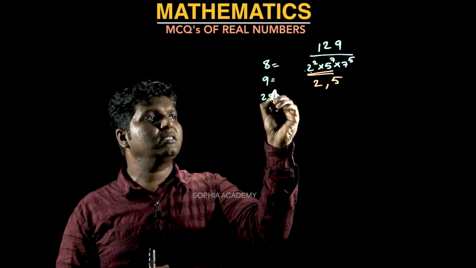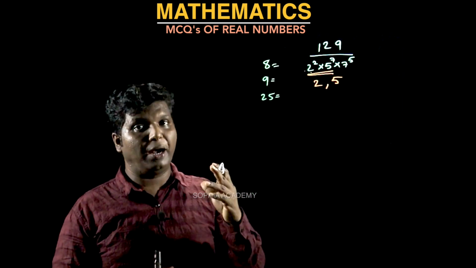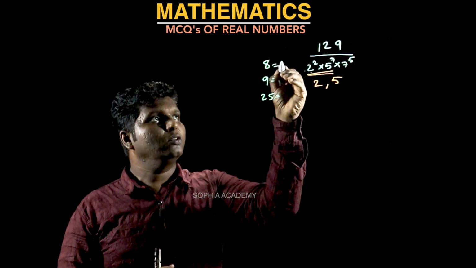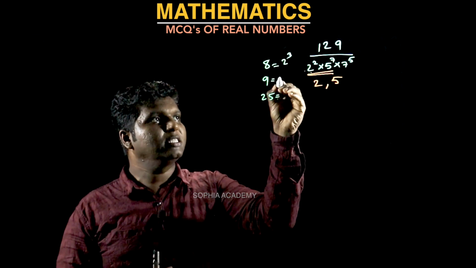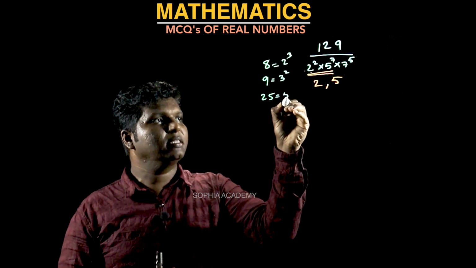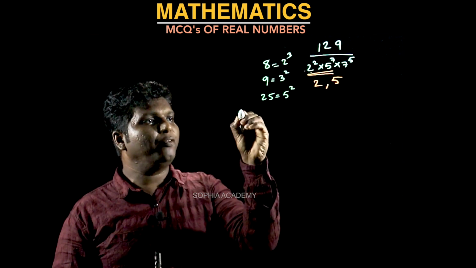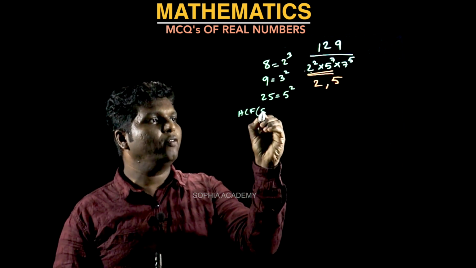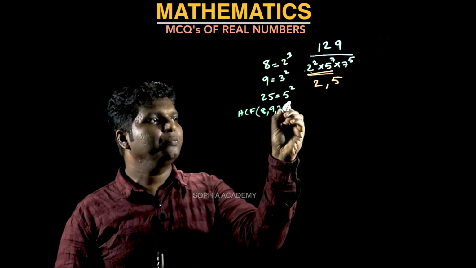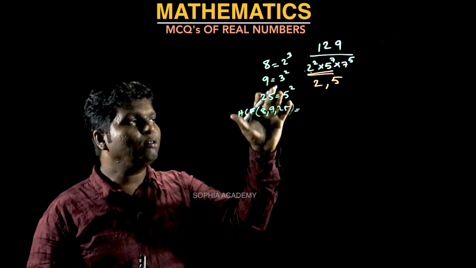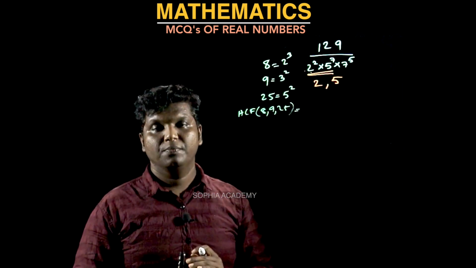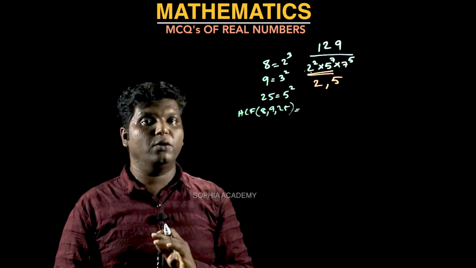Every time, express them as powers of primes. This can be expressed as 2 cube, this can be expressed as 3 square, and this can be expressed as 5 square. After getting this, you have to find the HCF of 8, 9, and 25, right? What you have to do is see whether there are any commons. If there is any common, that will be your answer.